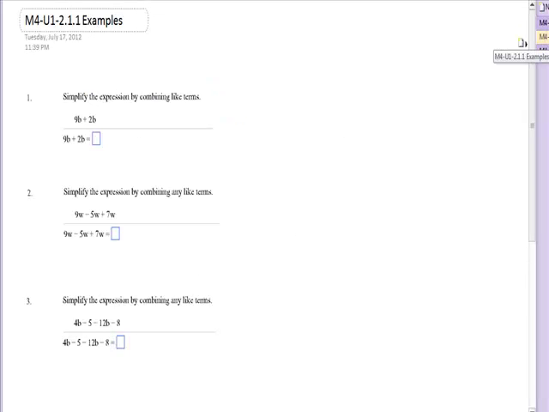Problem number 1 says simplify the expression by combining like terms, and it has 9b plus 2b. Well, those are like terms. They are both terms with b's. You will keep the b. Do not change it. Do not change its exponent in any way. Simply do the arithmetic with the numerical coefficients. In other words, you're going to take the 9 and the 2. They're both positive, so you're going to add them up and keep the sign. You're going to get 11b for that first expression.